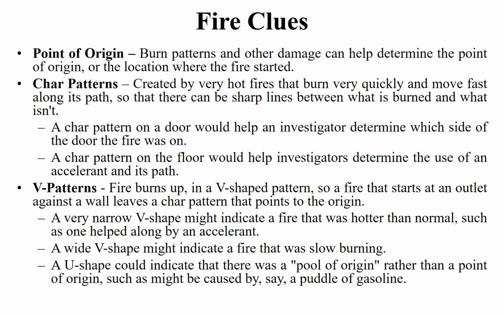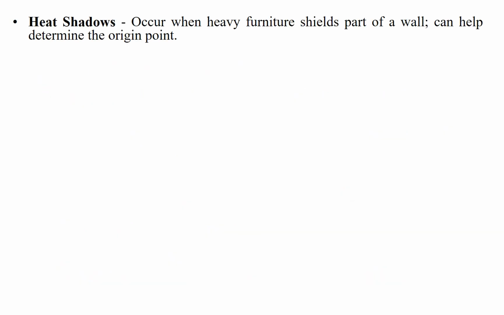A very narrow V-shape might indicate a fire that was hotter than normal, such as one that was helped with an accelerant. A wide V shape would indicate something that was slow burning, and a U shape could indicate that there was a pool of origin rather than a point of origin, and that would indicate something such as a puddle of gasoline. Other things, heat shadows. Heat shadows occur when heavy furniture shields part of the wall.